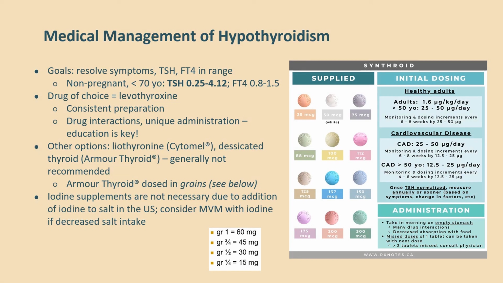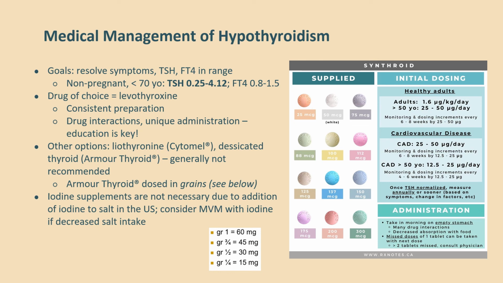So for hypothyroidism, we'll briefly go through this. Your goals are to resolve symptoms and get your TSH and FT4 in range. Your TSH range is 0.25 to 4.12, and your free T4 is 0.8 to 1.5. Levothyroxine is the drug of choice supported by the ATA guidelines. Make sure your patients have a consistent preparation, and make sure that they're educated about drug interactions and administration. Some patients say that they are better controlled on liothyronine or desiccated thyroid hormone, but these are not recommended by the guidelines.